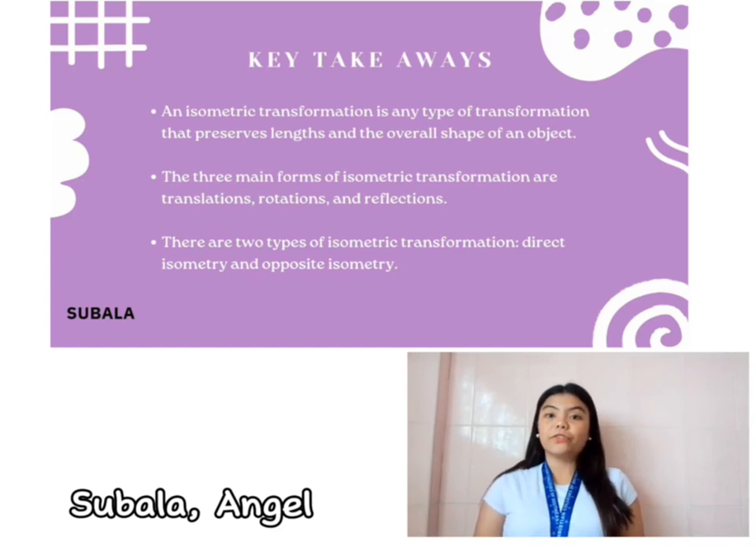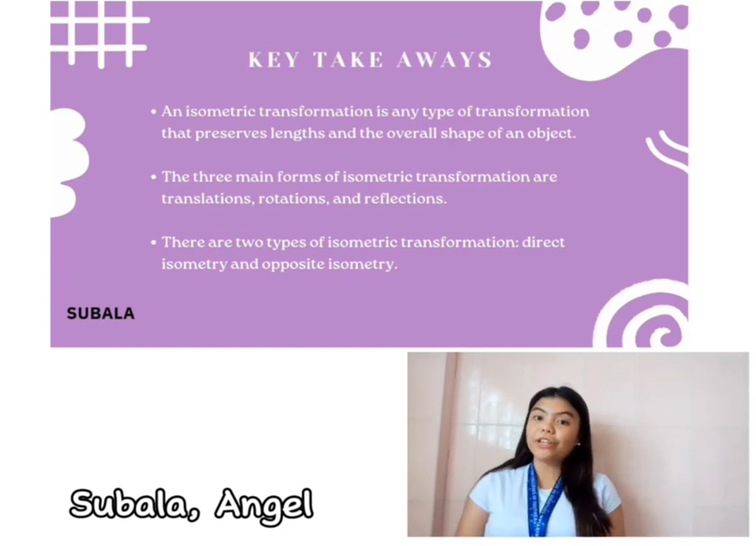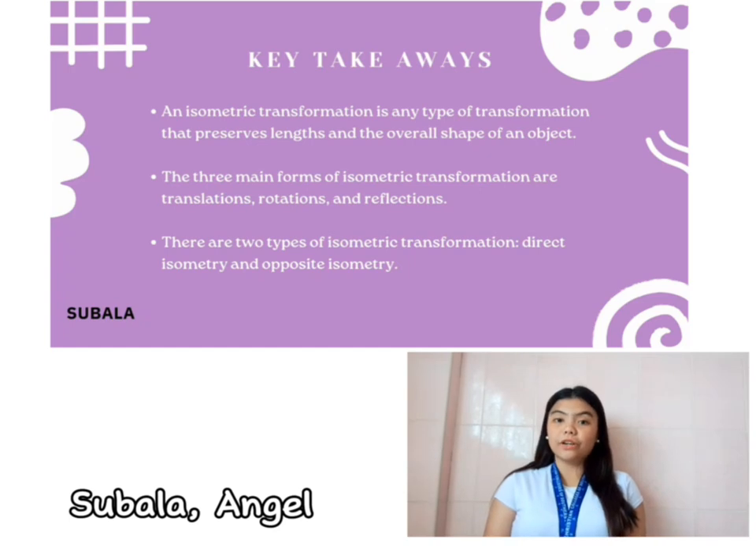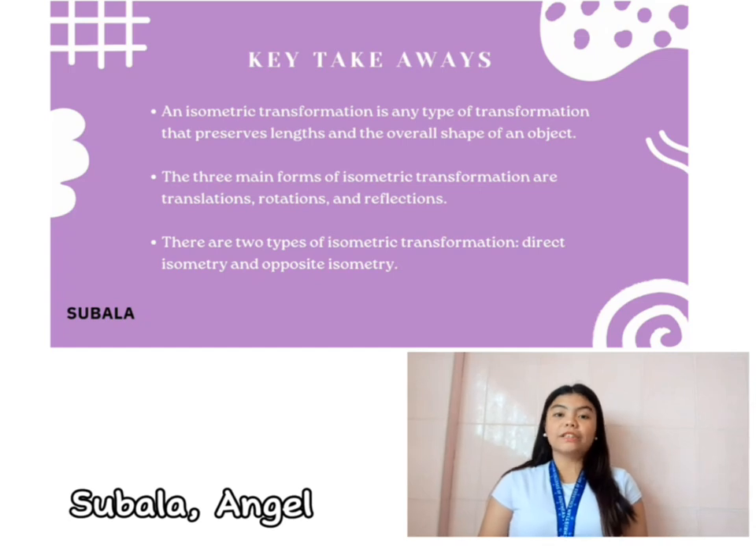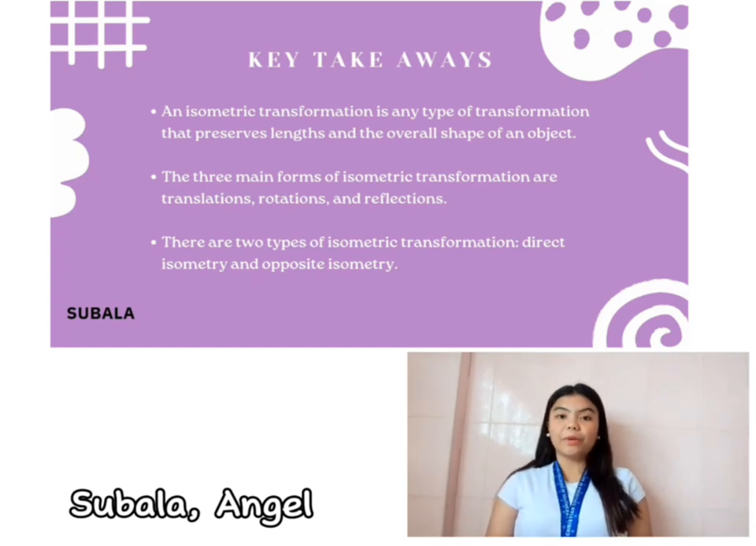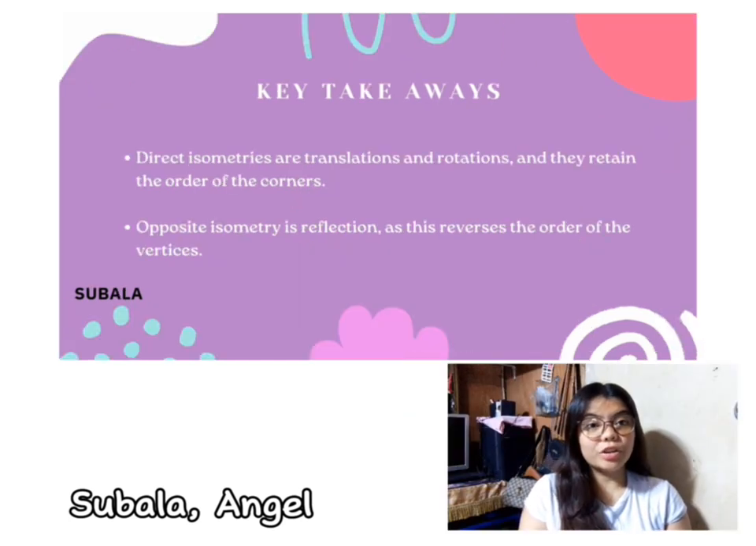The key takeaways of an isometric transformation. An isometric transformation is any type of transformation that preserves length and the overall shape of an object. The 3 main forms of isometric transformations are translations, rotations, and reflections. There are 2 types of isometric transformation: direct isometry and opposite isometry. Direct isometries are translations and rotations, and they retain the order of the corners. Opposite isometry is reflection, as this reverses the order of the vertices.